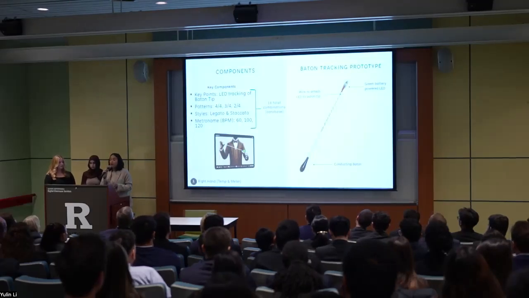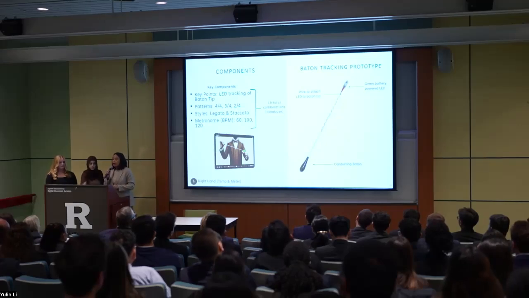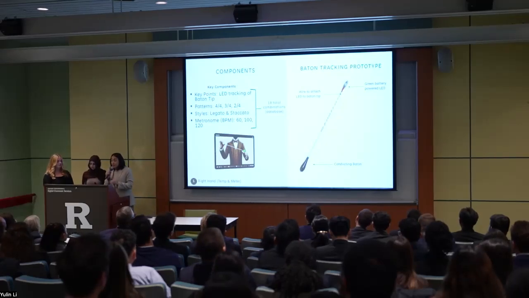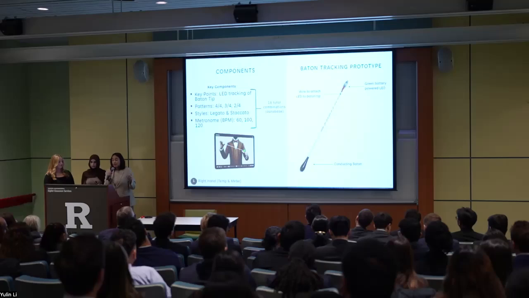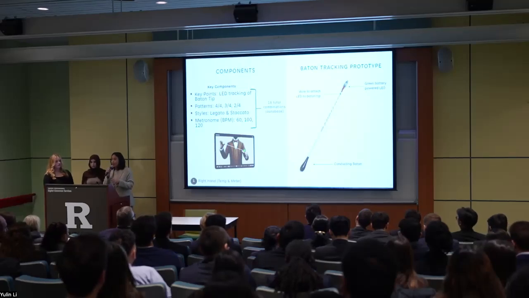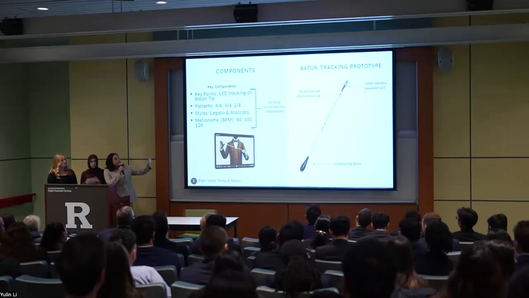Key components for our model recognition lie on the tracking availability of our baton tip, these three aspects: the pattern, style, and metronome. In total, we have 18 combinations that we're inputting into our database. The right hand is a depiction of the tool that we're using in order to collect the data.